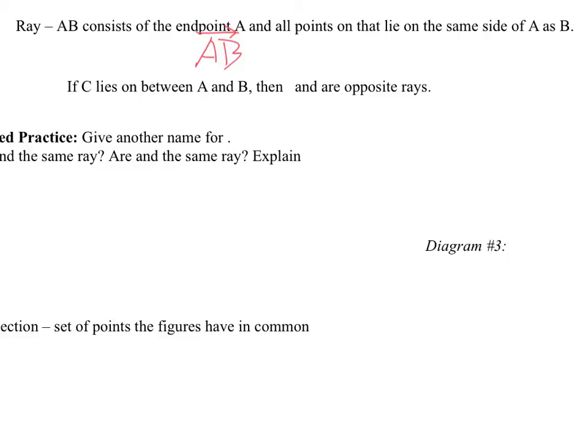So in this next statement, I'm apparently missing stuff. This should say if C lies on line AB, so if we write in AB here, and we create our line, and then A and B, then ray CA and ray CB are opposite rays.